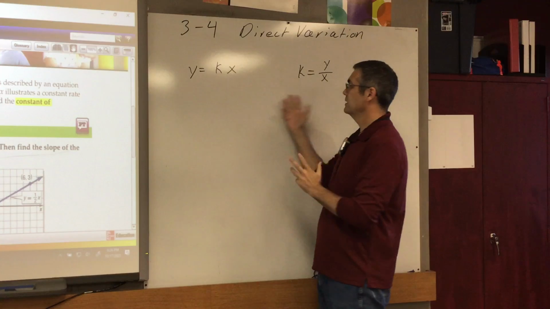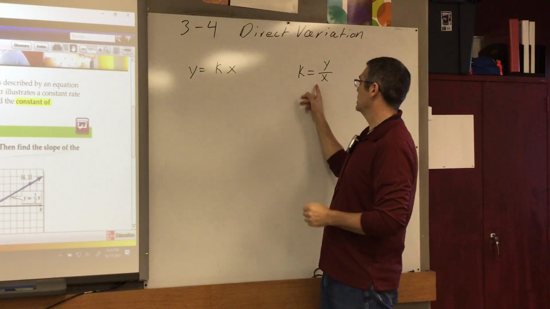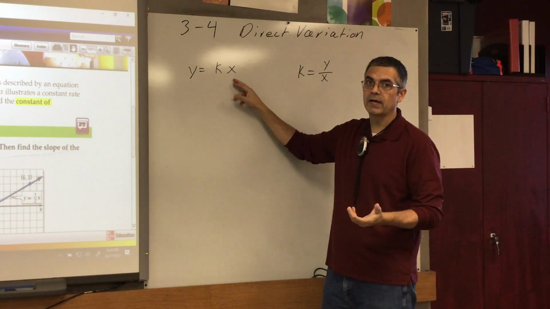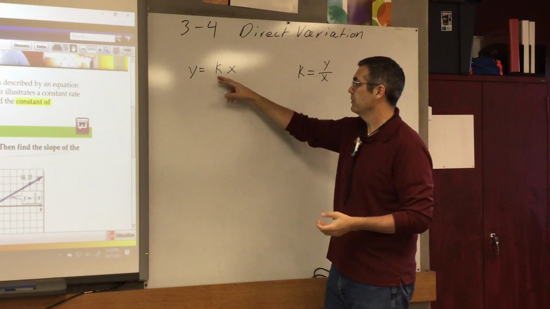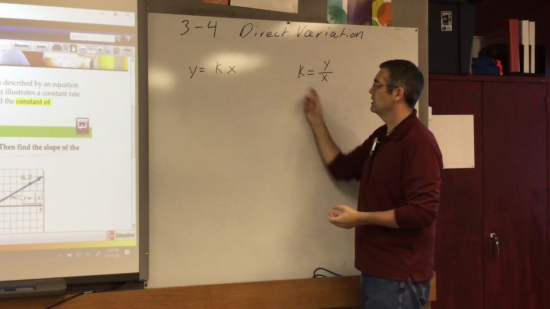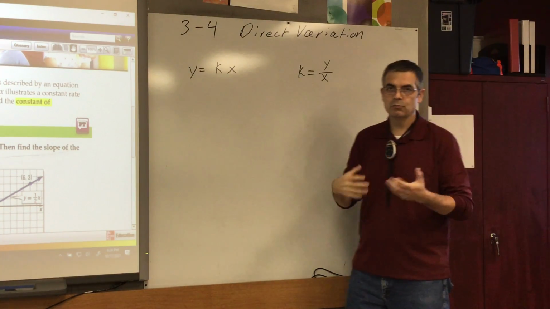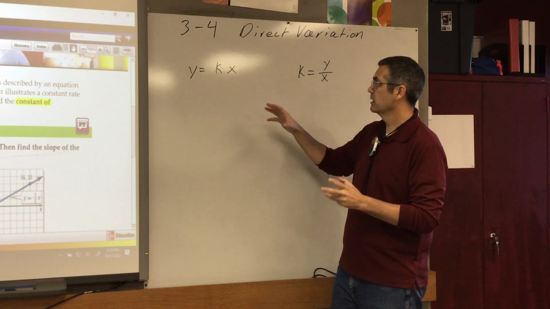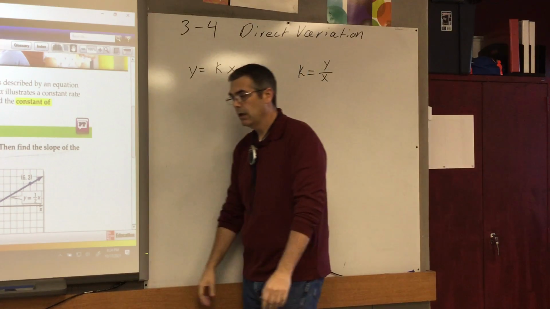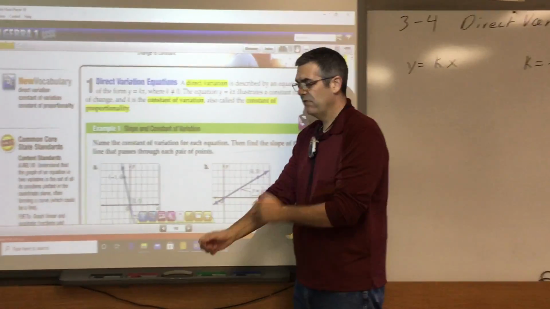So if you recognize this, this is just this solved for k, where you divide by x on both sides. So these two things represent basically the same thing. It's just a matter of which one they're solved for. So we're going to talk a little bit about direct variation, and we're going to go through this fairly quickly.